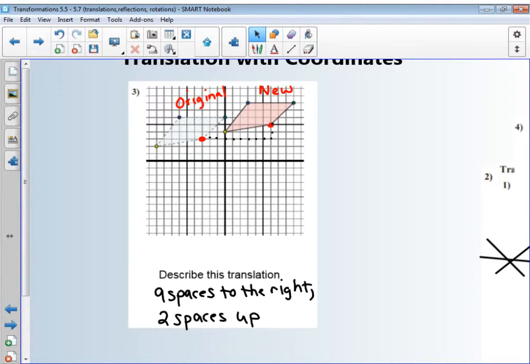So on this one, you get to pick one point and just count to get from that point to the other figure: how many places did you move, left or right, and then how many places up or down, okay? And you could reverse those, but usually the left to right is what's stated first. Okay, so let's go ahead and try one more of these.